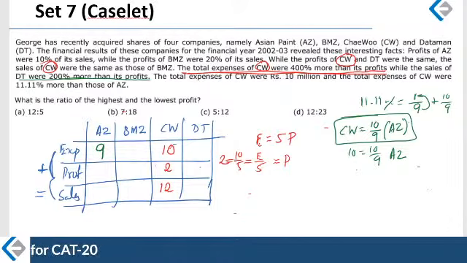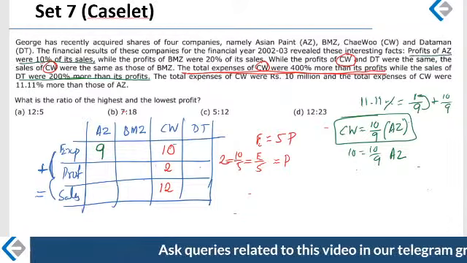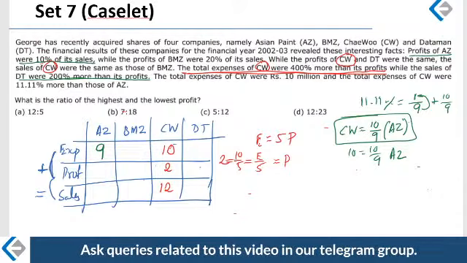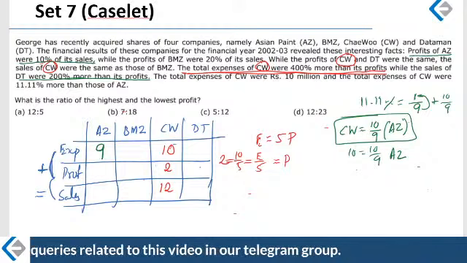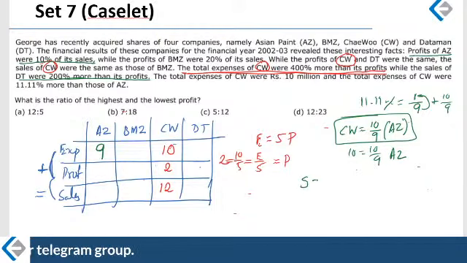Now look at AZ here. The profit of AZ was 10% of its sales. Will I be able to write that profit is 10% of its sales? Yes, I can write it. Let the sales be S.